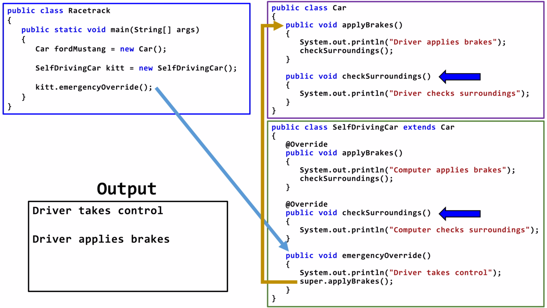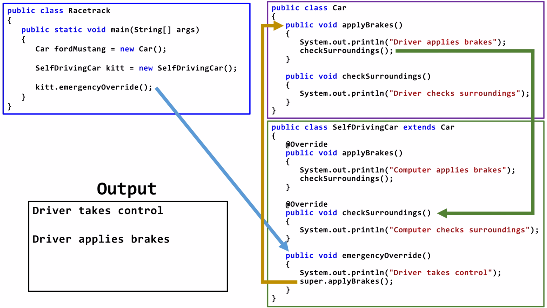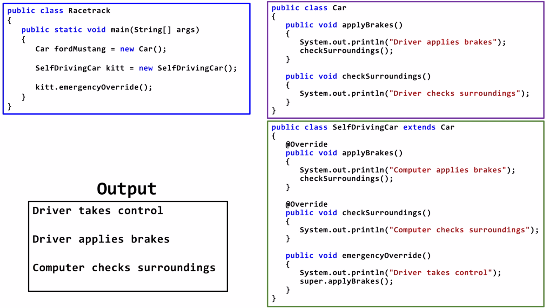This frequently confuses programmers because they assume since they are already up in the superclass car, they'll stay there and use car's version of checkSurroundings. However, let's use the same criteria that we used in the last two examples. Kit is pointing at a self-driving car object, so we're going to use the most recent version of checkSurroundings. That version is in the self-driving car class. Java outputs computer checkSurroundings, and the program completes.